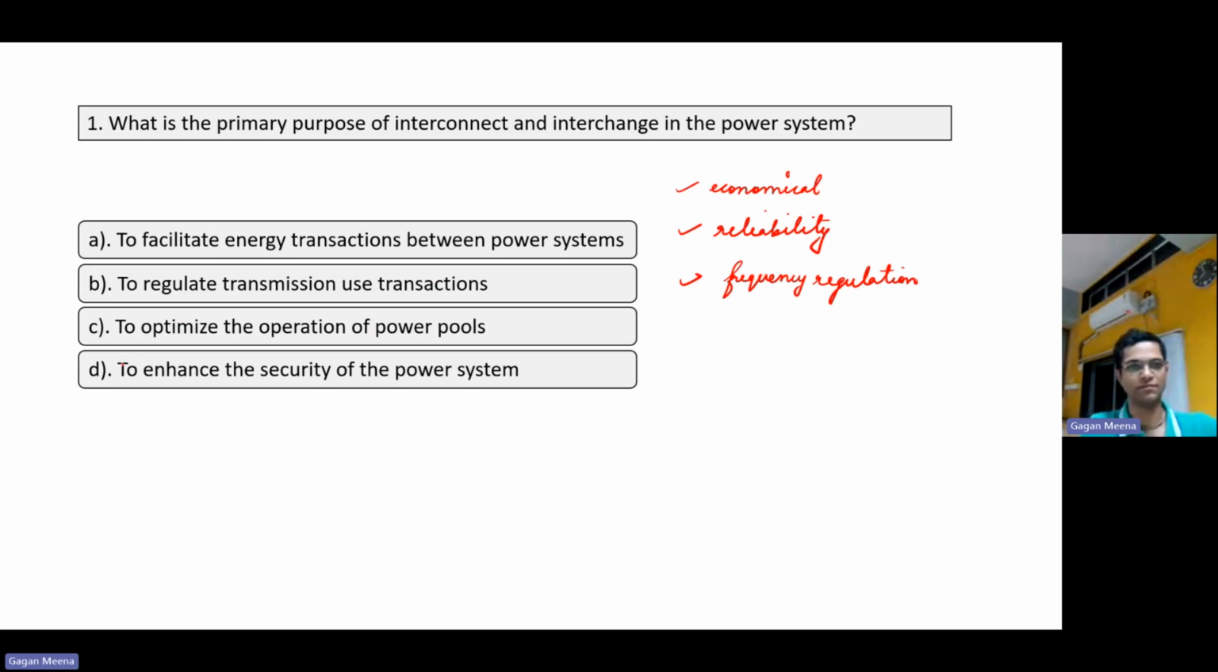So what are the options? To facilitate energy transaction between power systems, to regulate transmission use transactions, to optimize the operation of power pools, to enhance the security of the power system. The primary purpose of interconnection is the first one, to facilitate energy transaction between power systems. And when this transaction happens, we have all these benefits also as a result of the transaction.